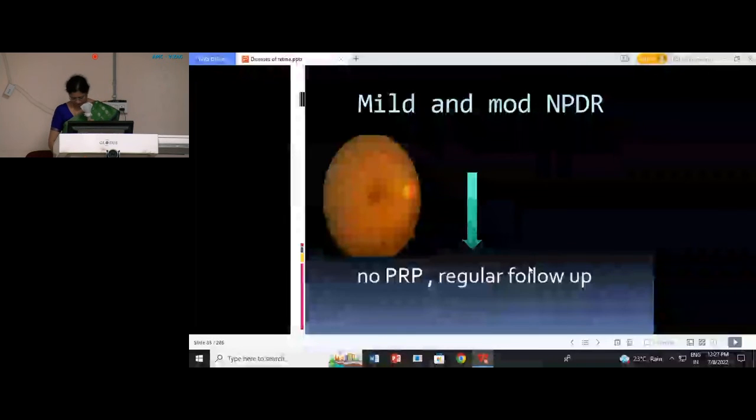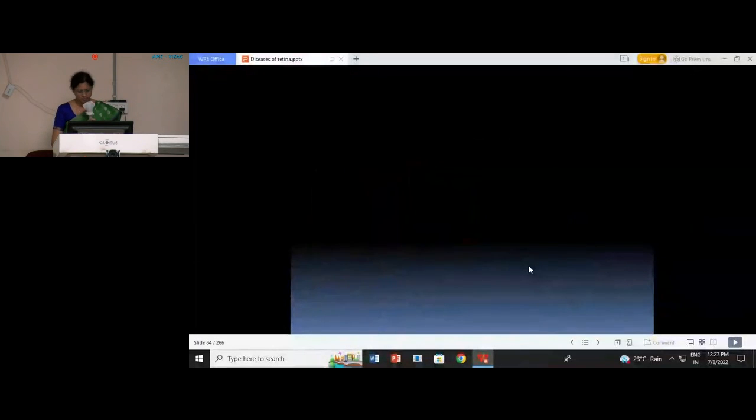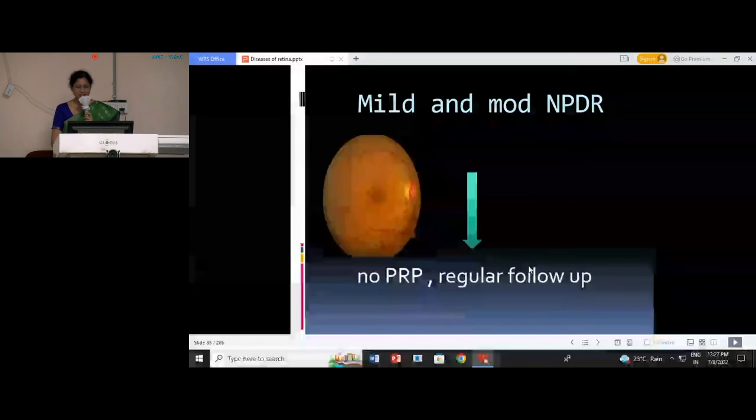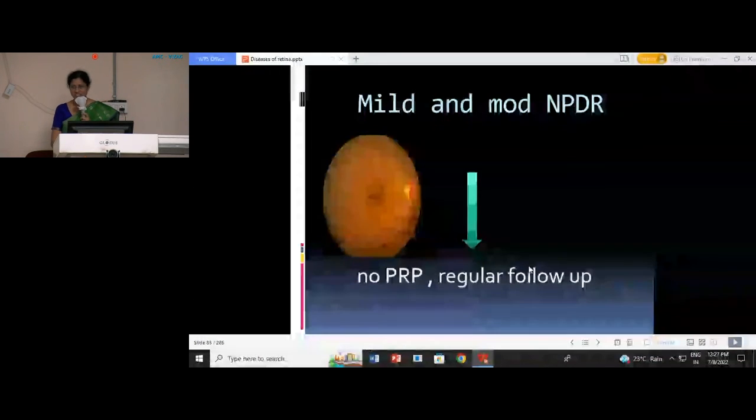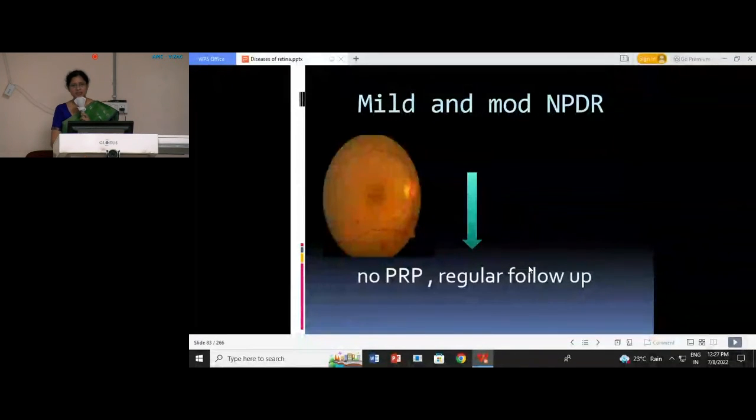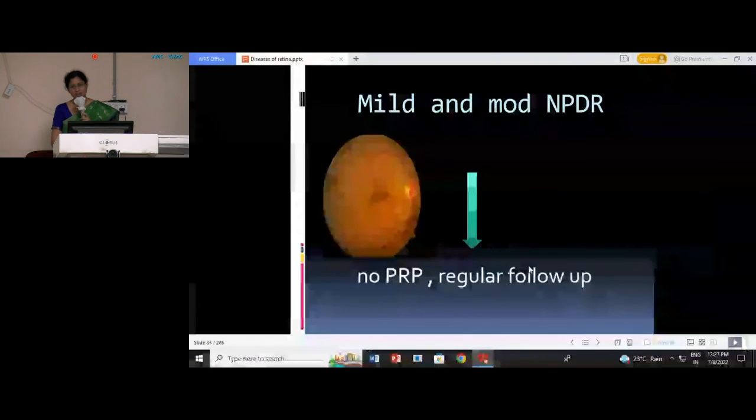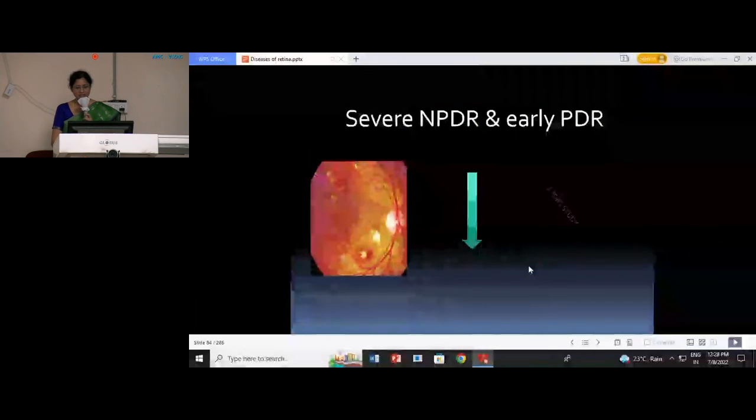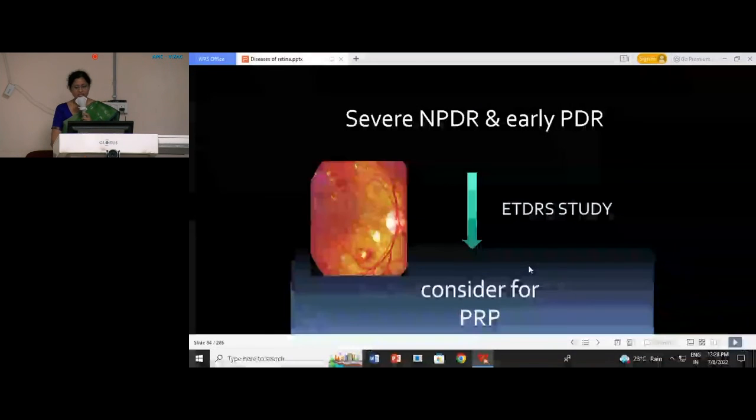According to categories, the first one is mild and moderate NPDR. So regular follow-up is advised. We don't intervene in those cases. Only when there is associated macular edema, that should be treated. Otherwise, regular follow-up is advised. And then severe NPDR and early PDR, according to ETDRS study, we need to consider for pan-retinal photocoagulation.